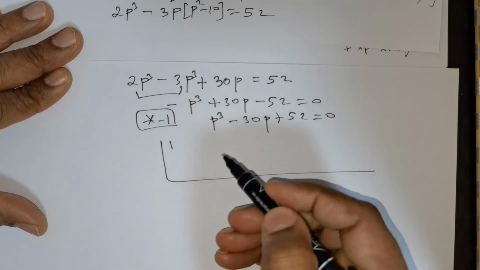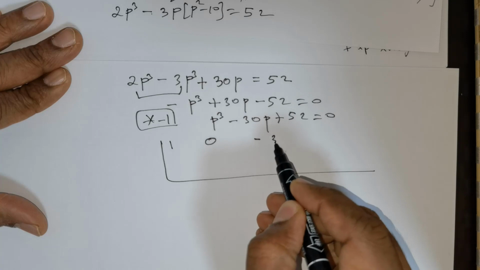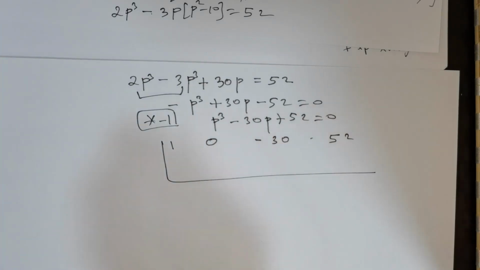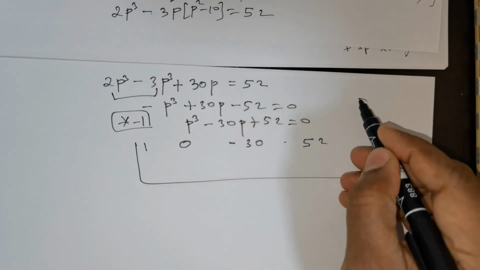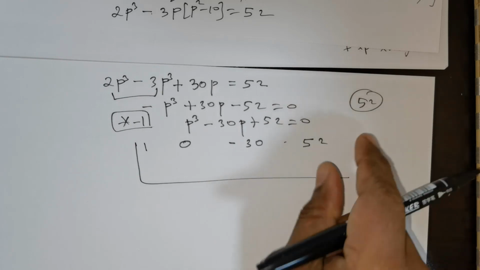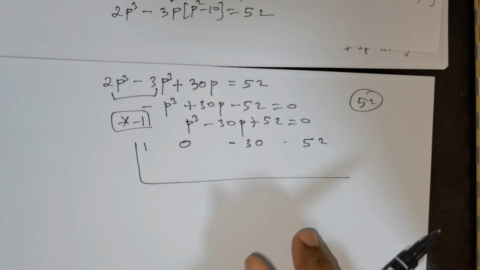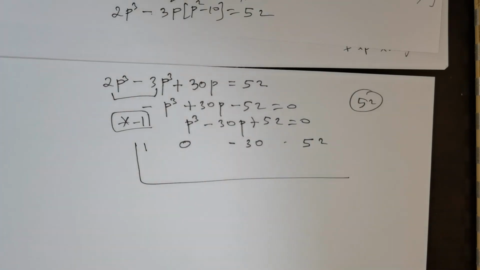Coefficient of p cubed is 1, p squared is not there, 0, p is there, negative 30, and then I've got 52. Now what I need to do is find all factors of 52. That is critical. So you need to extract the factors of 52 and place them here, and then apply the synthetic division, and then find out which is going to lead me to 0. Now I would like to use some trial and error method. So let me do that.